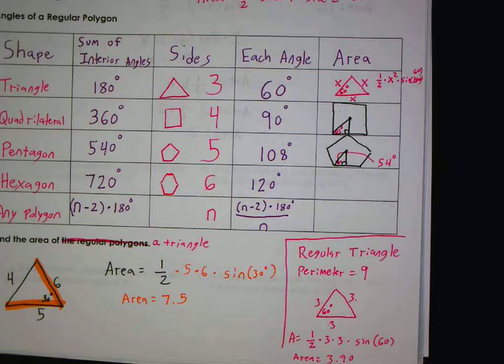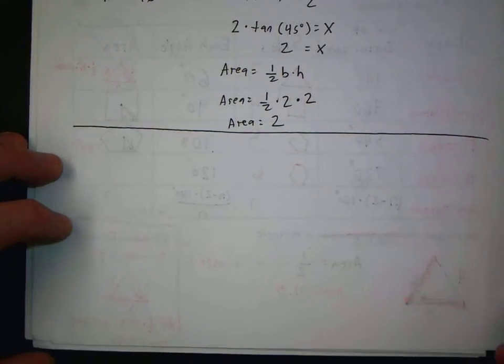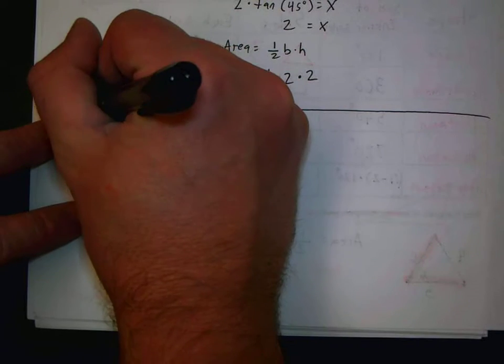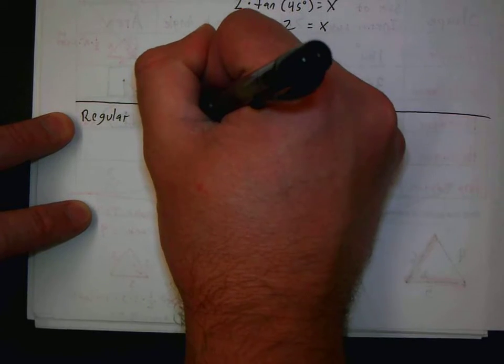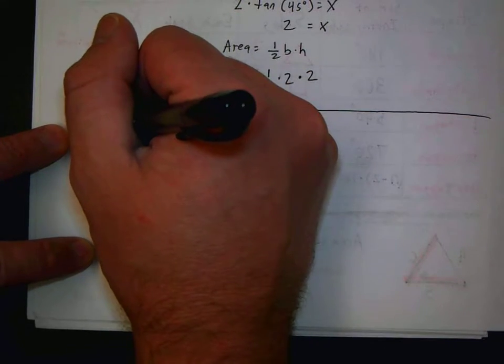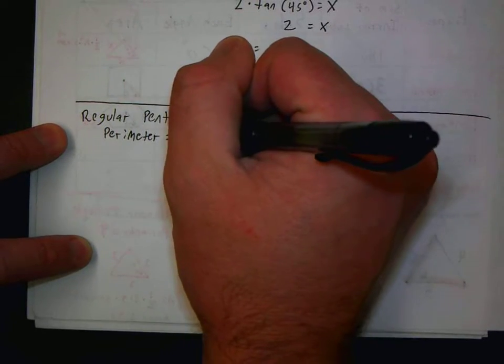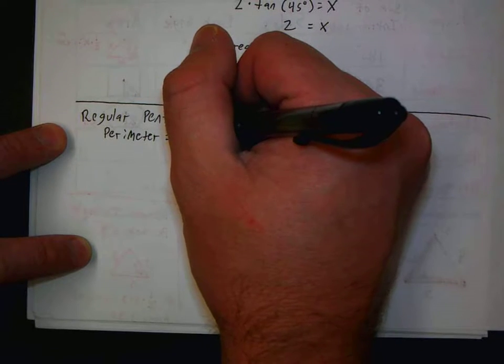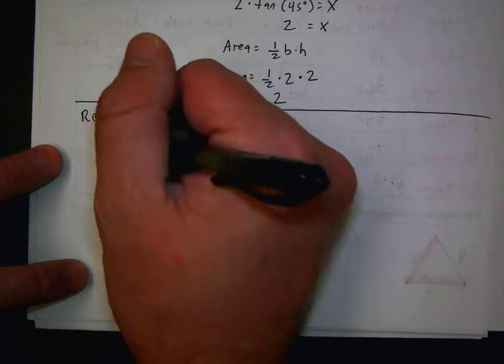You want to see an example of a pentagon? Okay. So an example. What if I say it is a regular pentagon, perimeter equals 15? What is the area?